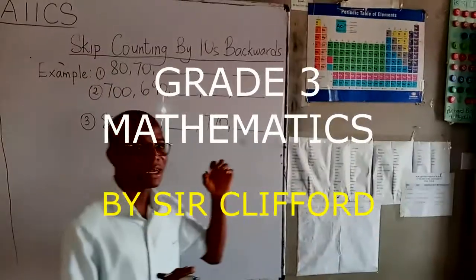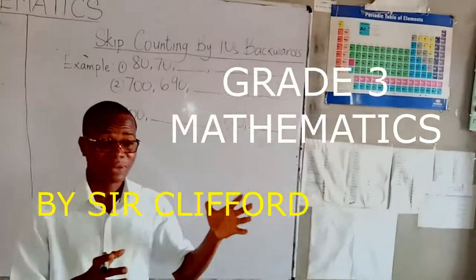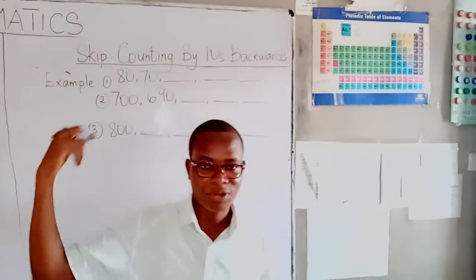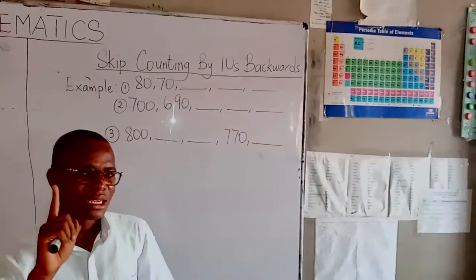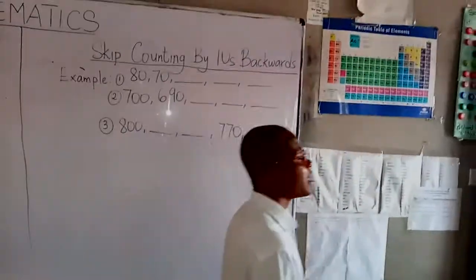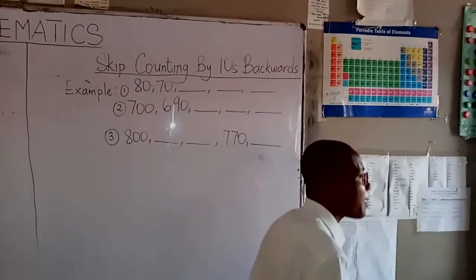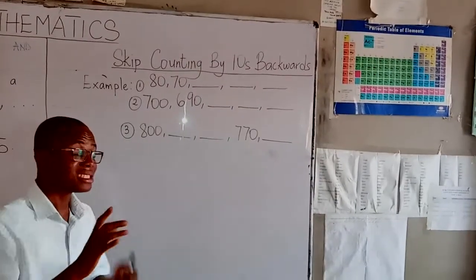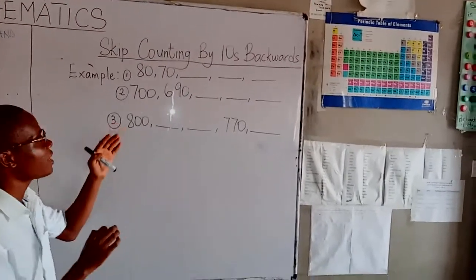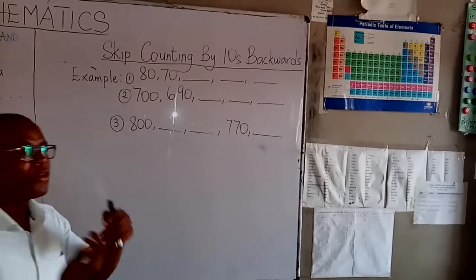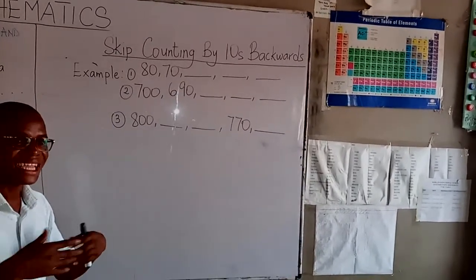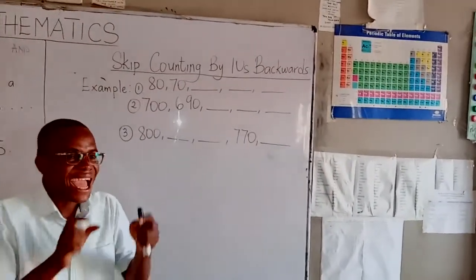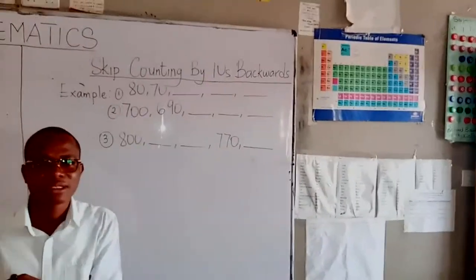I'm taking you with mathematics for class 3 today, and today we are taking one step ahead of what we did previously. Previously we did skip counting forward. Now we are trying to skip count backwards. Now skip counting backwards is similar to forward, but what we are going to do over here is we are going to move backwards in a specific interval. This means that we are going to subtract within a specific amount of numbers.